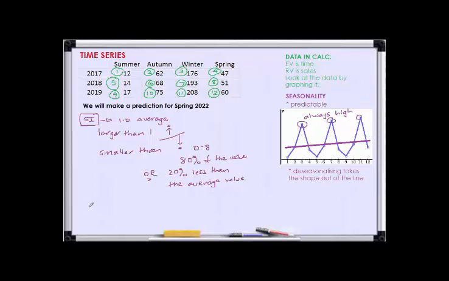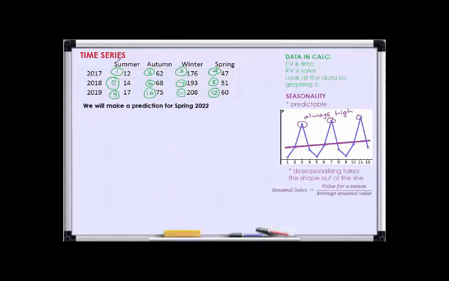And the seasonal index is the value for the season in question over the average value for all of the seasons. And that's what we'll be looking for and calculating now.